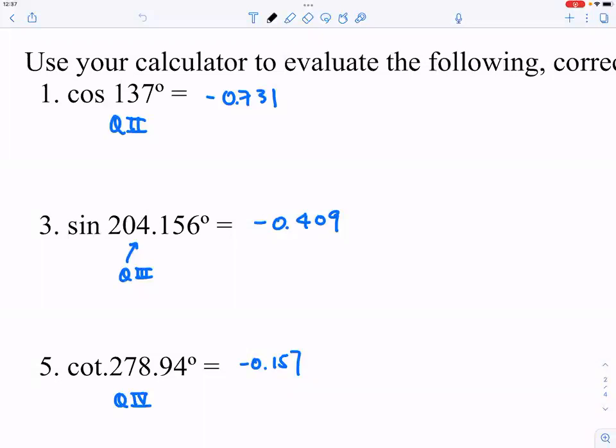Okay, so you can go ahead and check your answers for questions 1, 3, and 5. Question 1, negative 0.731. It's negative because the angle is in quadrant 2. It's a cosine function, so it makes sense to be negative. Question 3, the answer is negative 0.409. Sine of an angle that's located in quadrant 3, so it's negative. Question 5, cotangent of an angle, 278.94 degrees, is negative 0.15. This angle is in quadrant 4 because it's slightly more than 270. It's cotangent, so it's also negative, which makes sense.